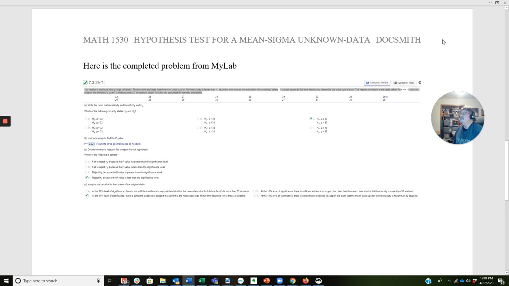So what is the interpretation? At the 10% level of significance, there is sufficient evidence to support the claim that the mean class size for full-time faculty is fewer than 32 students.